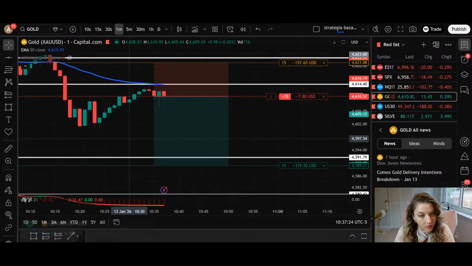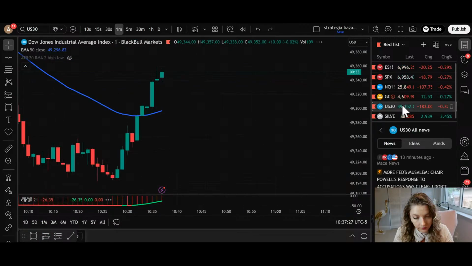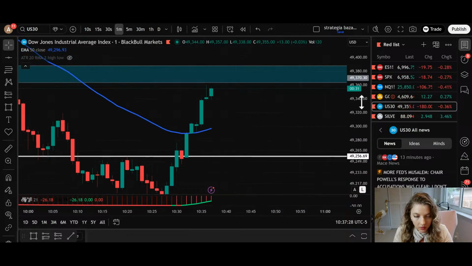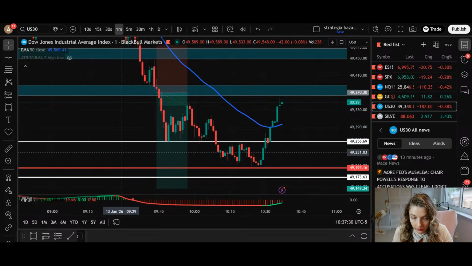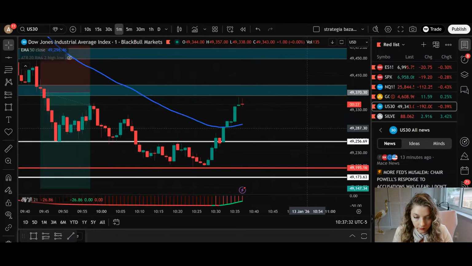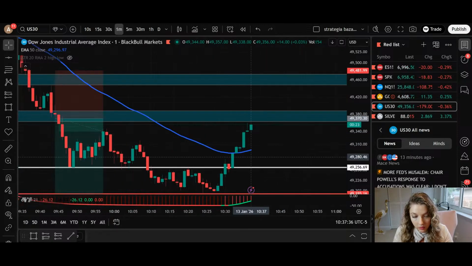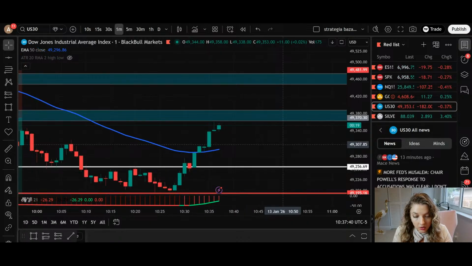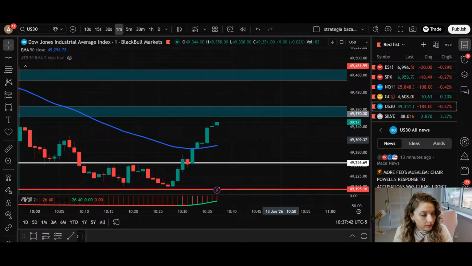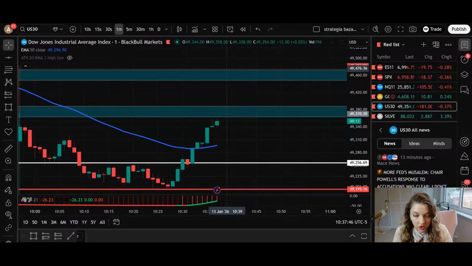Okay, on an EMA, I'm looking at it. I'm waiting for a retest of the EMA, because he might just reject this area.